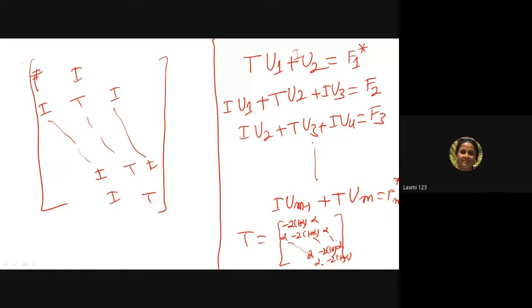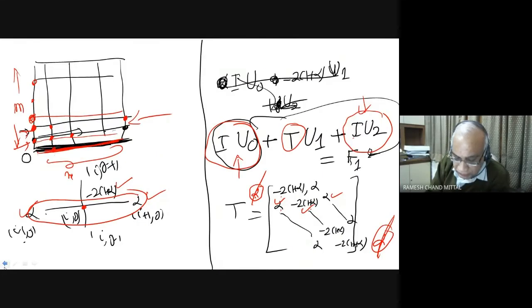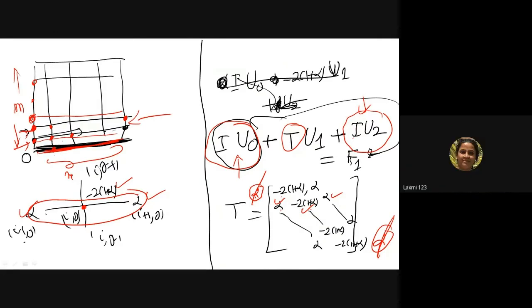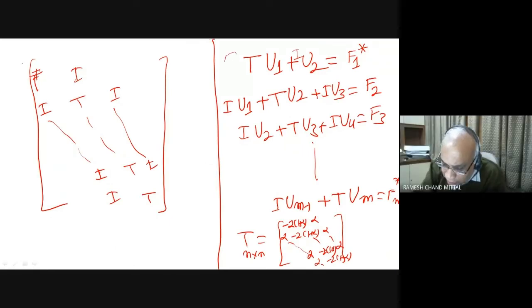Anybody any issue? This capital T is your n cross n matrix, because each line that I take has n points. This is your tridiagonal matrix, and this is for each and every point you are finding it. And since it is a boundary value problem, whatever thing is known to me will go to the right hand side. So you have only this.